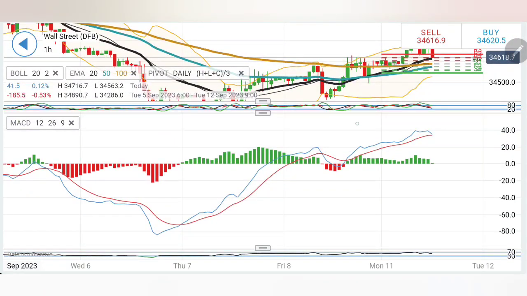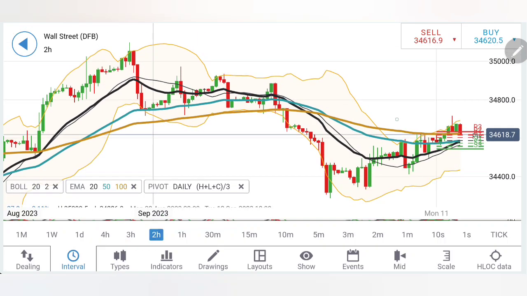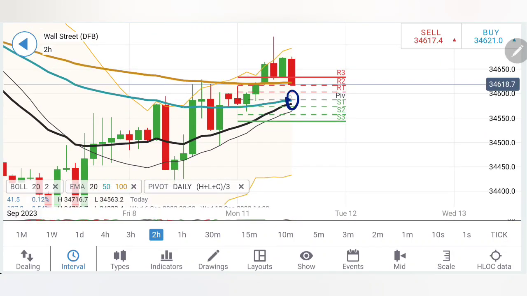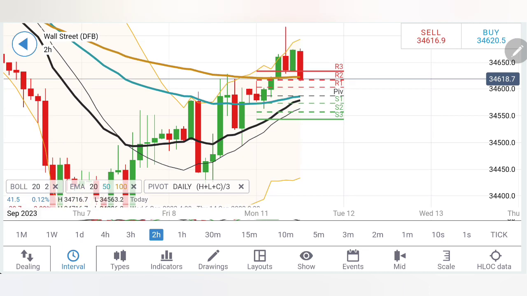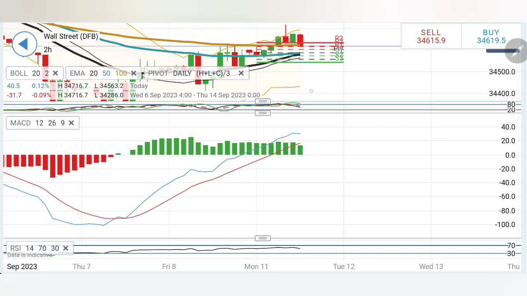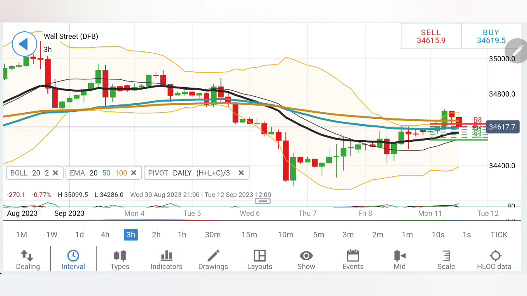Stochastic has dropped. MACD is in green, trying to cross over for a sell. RSI is also looking downwards, trying to stay bearish. Coming to 2-hour charts, likewise, see moving averages are on the verge of a crossover. Price is trying to attempt and achieve the moving average. Right now sitting at around 34,570 levels. Very strong support exists there. Stochastic has dropped. MACD is in green, trying to converge crossover for a sell. RSI is looking downwards, trying to stay bearish.